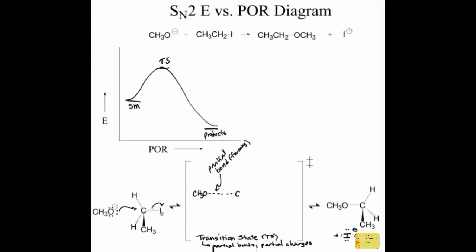And what do we have on the other side? We have this carbon-iodine bond that is on its way out. So this is also a partial bond, because this is a bond that's breaking. We represent both forming bonds and breaking bonds with a dashed line, a partial bond.